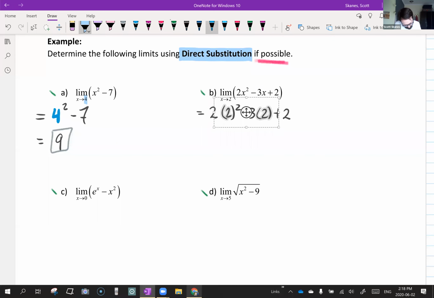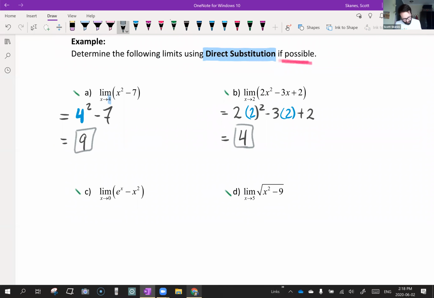So these are my substitutions. If you work that out, it gives 4. You can try that on your calculator. Just trust me for now, it gives 4. The limit exists. So that's the limit. You can even write your final answer. That's 9, and that's 4. These are our answers. Done, we're finished. We can move on.